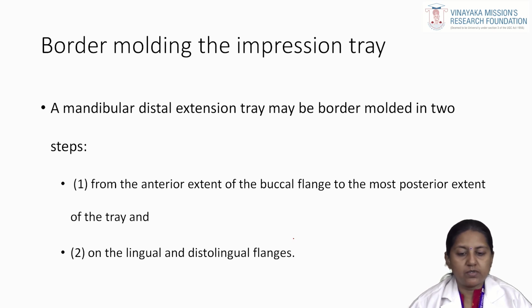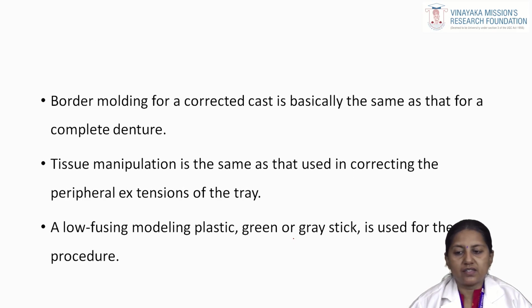So, in 2 steps, that is from the anterior extent of the buccal flange to the most posterior extent of the tray, and on the lingual and distolingual flanges. Border molding for a corrected cast is basically the same as that for a complete denture. The tissue manipulation is also the same as that used in correcting the peripheral extensions of the tray. Again, green stick compound, which is a low fusing modeling plastic, is used for the procedure.